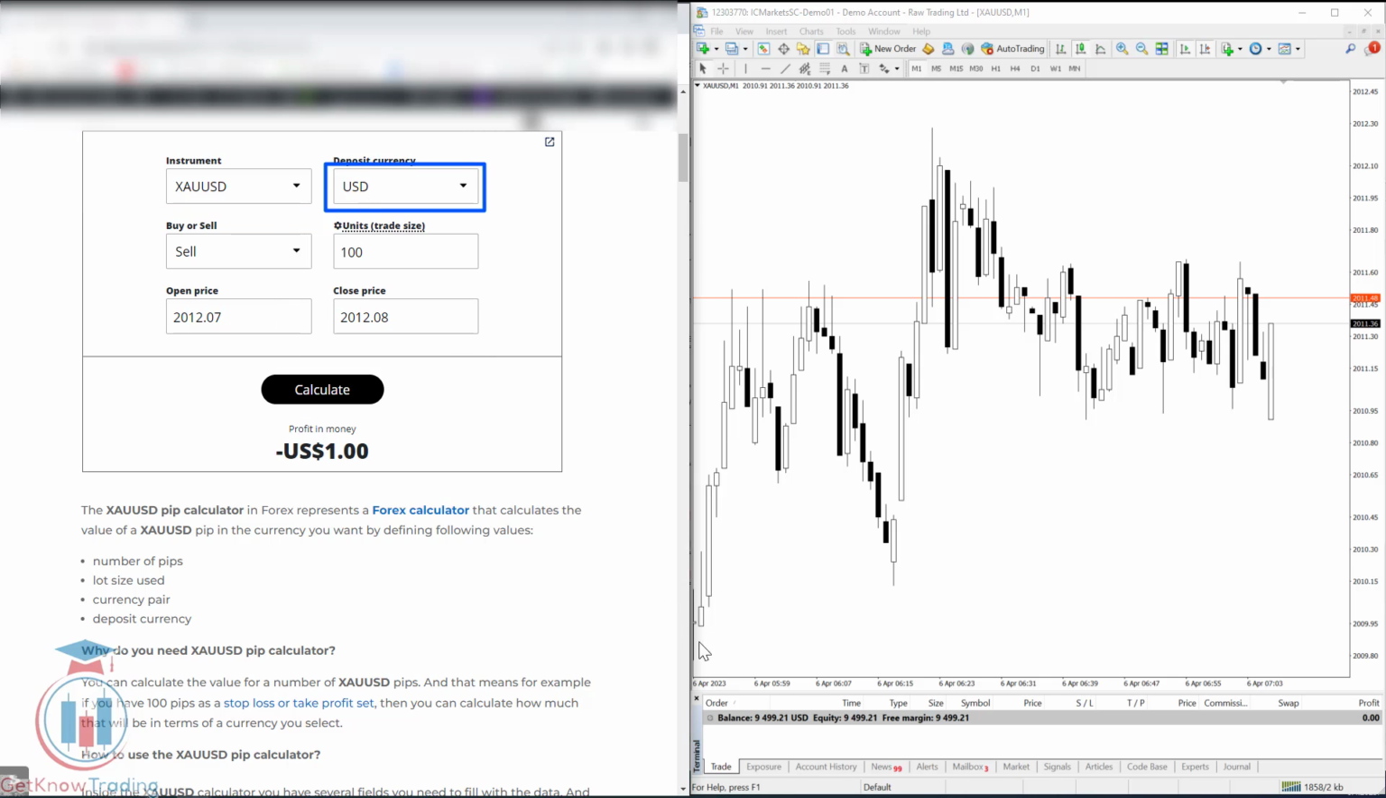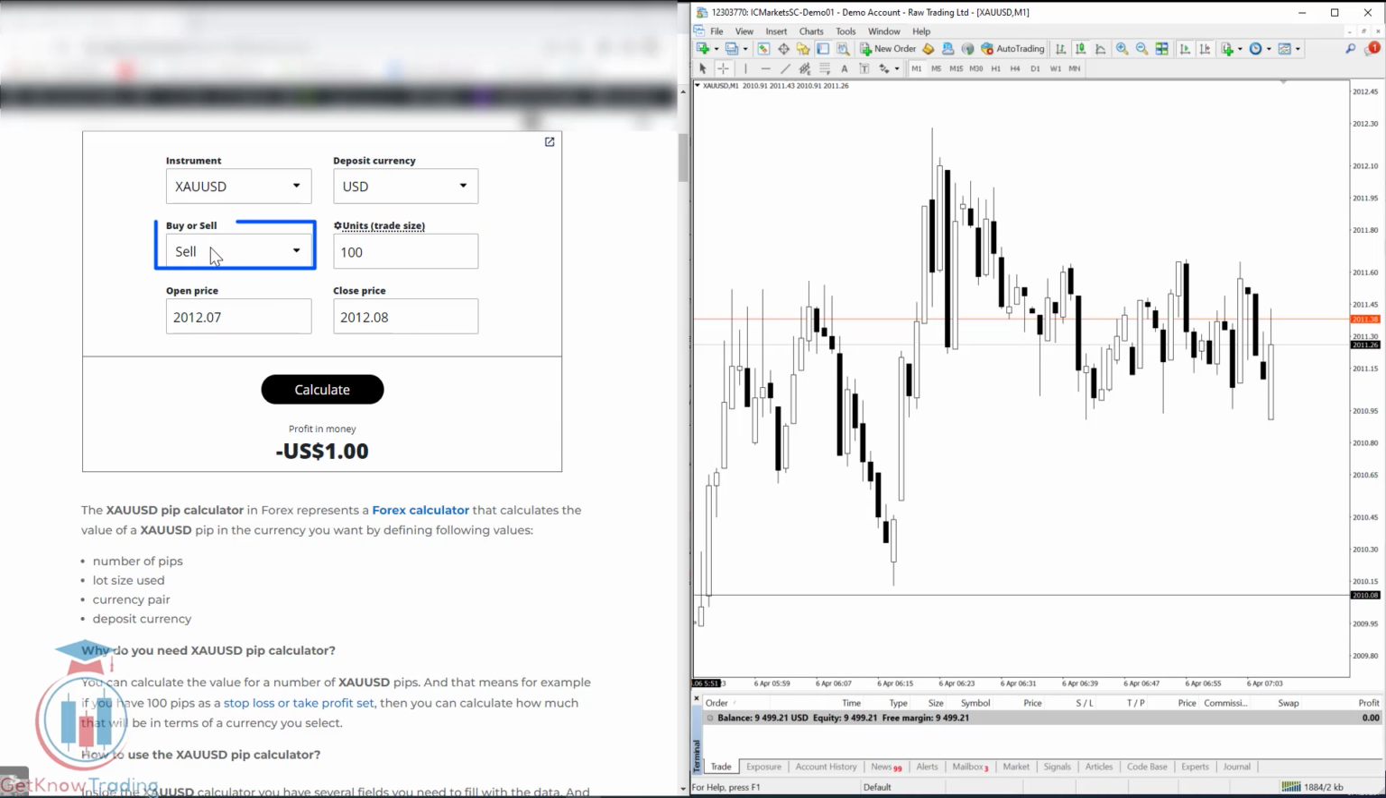As you can see, I have put instrument gold with the USD, where the deposit currency is the US dollar. If you go to the MT4 trading platform, you will see which currency is set as a deposit currency. In my case it is the US dollar, where you can see it's currently over $9,000. Then you can select the buy or sell order, just for an example, so the calculation can be made.